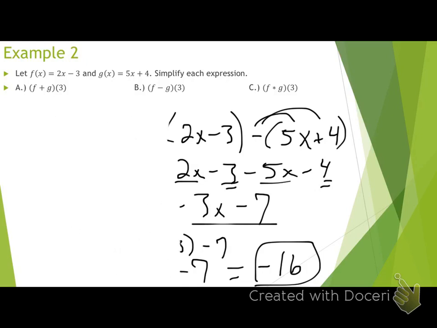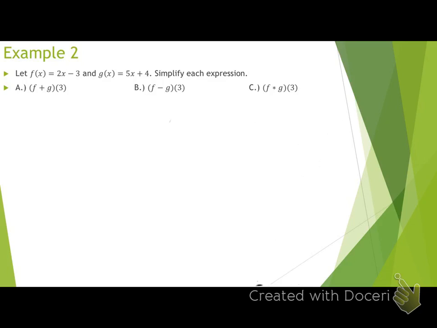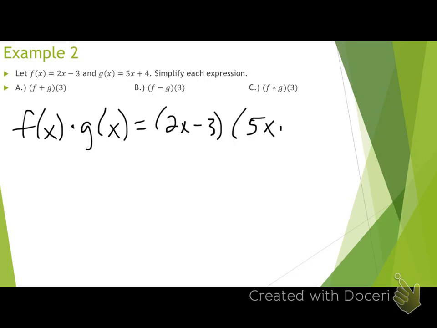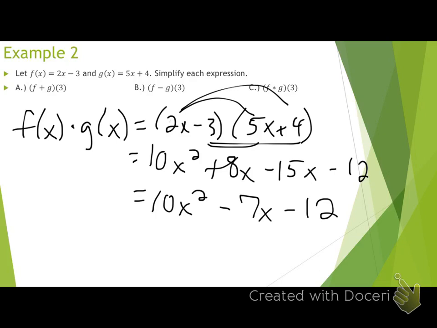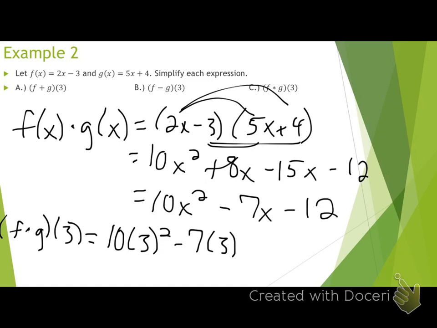And the last example, letter C. Once again, we want to first find our f of x times g of x. So we're foiling. I'm just doing this really fast since we did that on the other slide. 10x squared minus 7x minus 12. Now I can plug that 3 value in. So f times g of 3 would be 10 times 3 squared minus 7 times 3 minus 12.